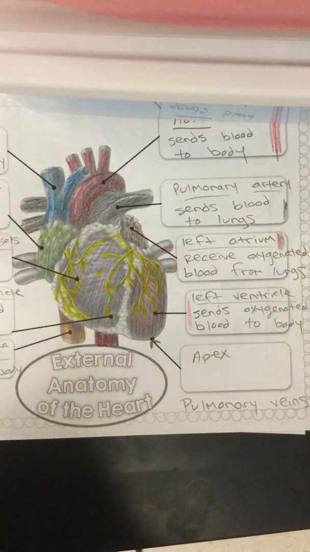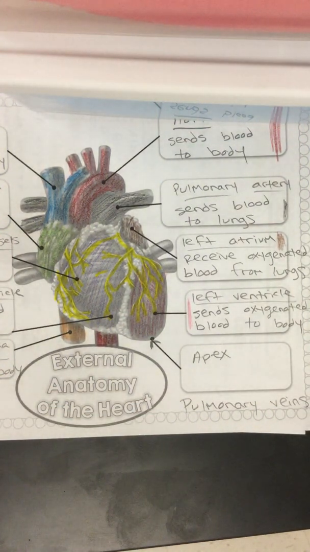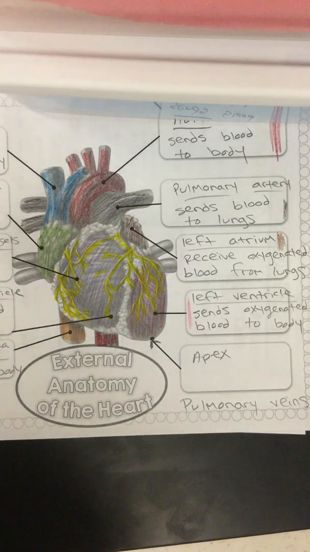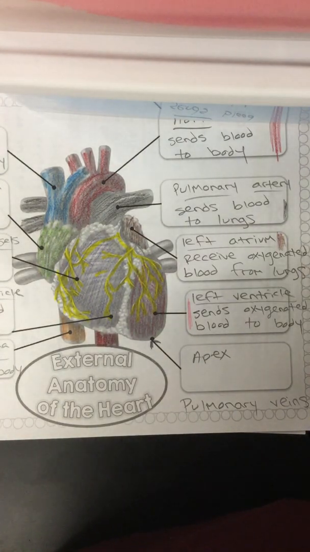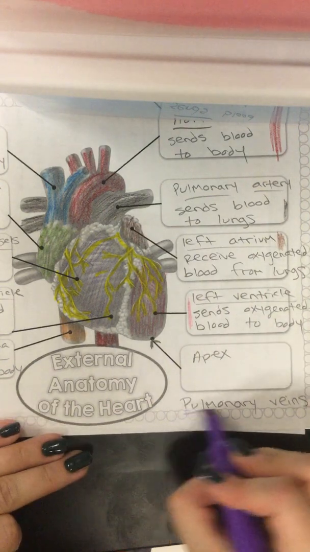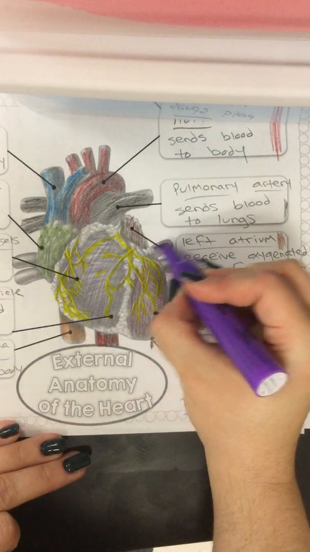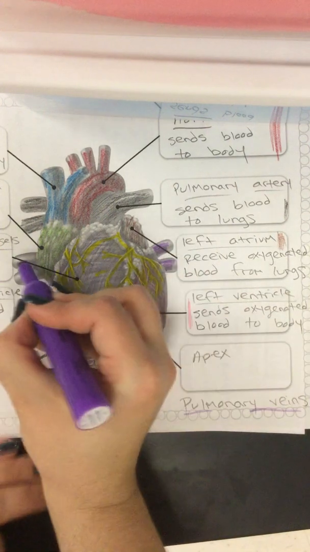The pulmonary veins don't get a box. I'm not sure why, but they don't. So I'm just going to color them in, using a color I haven't used yet. Let's use this highlighter purple. The pulmonary veins are these guys.